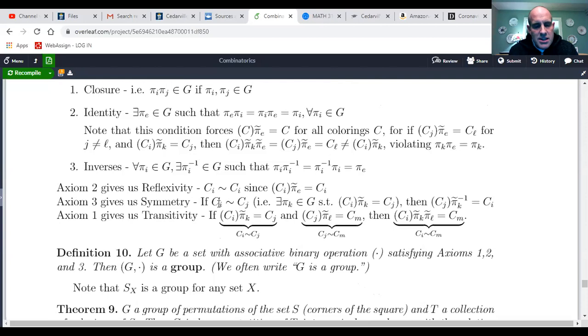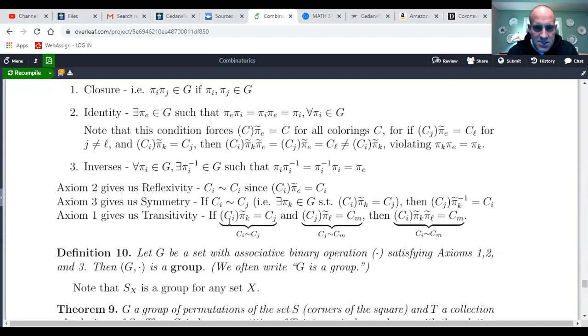What about symmetry? If Ci is equivalent to Cj, that means there's a permutation that moves me from Ci to Cj. Then is Cj equivalent to Ci? Yes, because I can apply pi k inverse to Cj, and that will send me back to Ci. If pi k moves me from Ci to Cj, then pi k inverse sends me back. So symmetry comes from the existence of inverses. That's axiom 3.